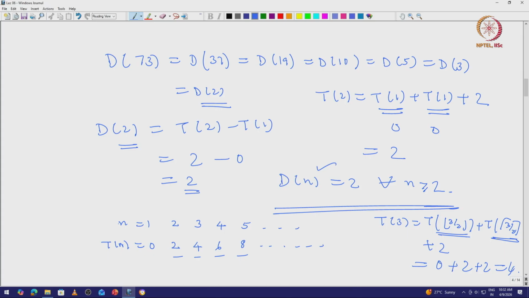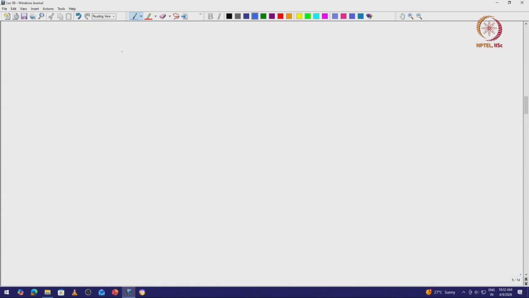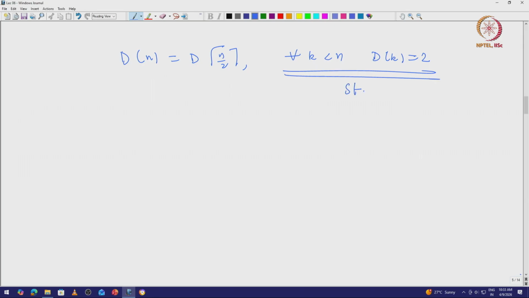D of n is always 2. It is not only by numerical value, you can prove this: D of n equal to D of ceil n by 2. Assume that for all k less than n, D of k equal to 2. Strong induction hypothesis. How will you use it to prove D of n?